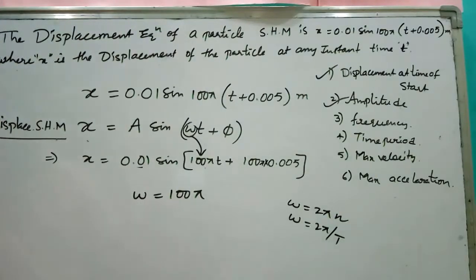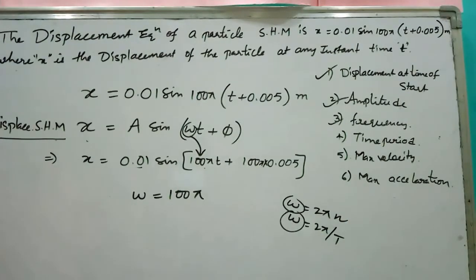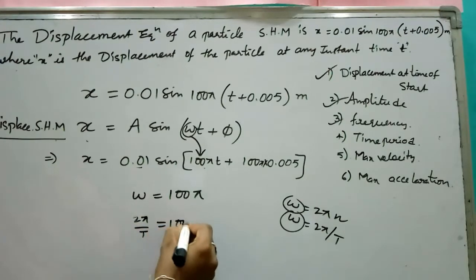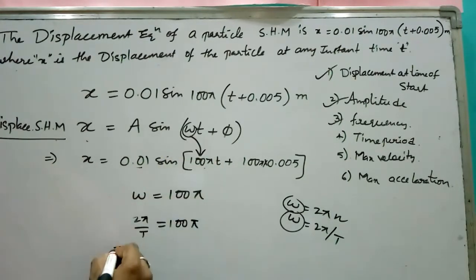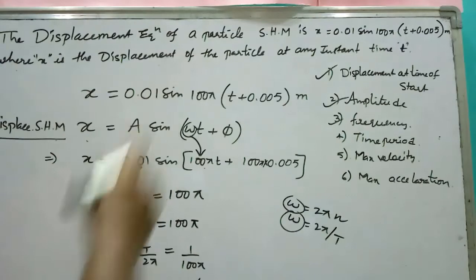Okay. If we want to find the frequency and time period, we substitute omega equal to 2 pi by T here. So 2 pi by T equal to 100 pi. Then the reciprocal of this one is T by 2 pi equal to 1 by 100 pi. So T equal to 2 pi by 100 pi. The pi gets cancelled. 2 by 100 means 0.02 second. This is the time period for the same problem.